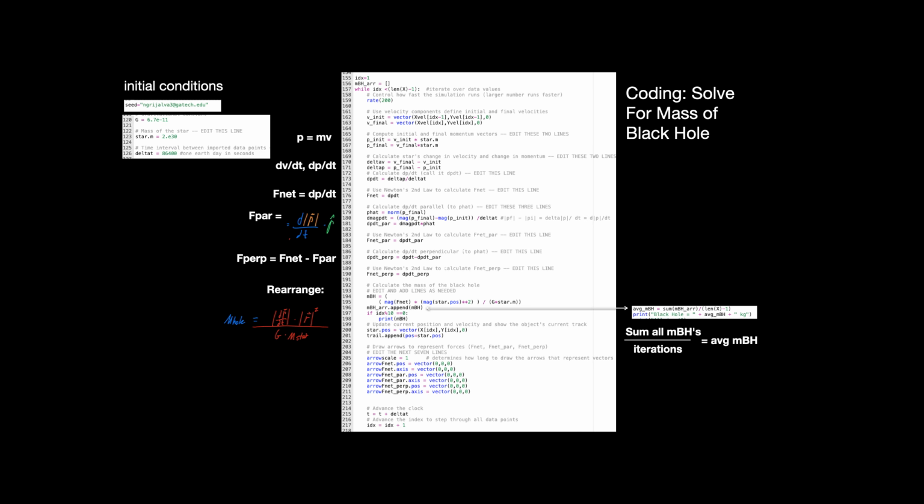And so for coding, after coding momentum and change momentum, we can set F net equal to change momentum and then solve for perpendicular and parallel components respectively, and then use those components to get our F net and rearrange for our mass of our black hole. And I personally chose to create an array of all of those masses for each iteration and then get an average of that at the very end. So this is what my mass ended up being.